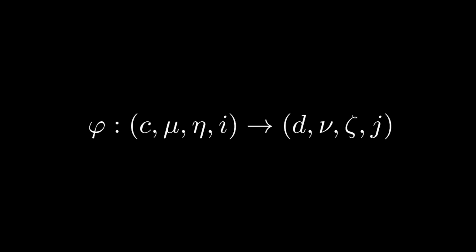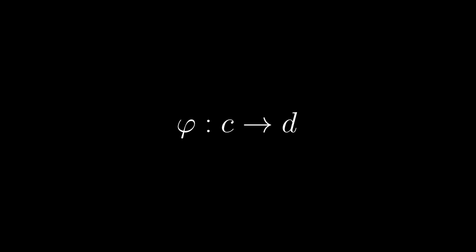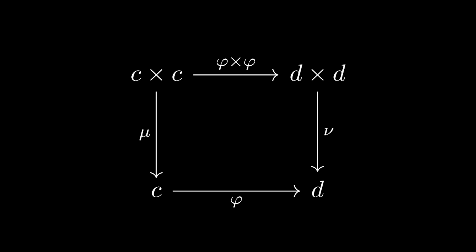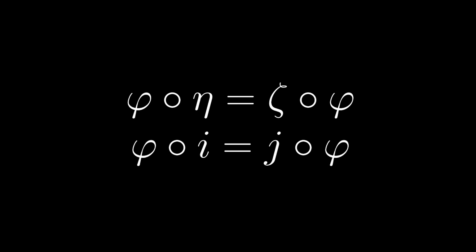A morphism of group objects phi from (C, mu, eta, I) to (D, nu, zeta, j) is then defined to be a morphism phi from C to D in the category, such that this diagram commutes. It's easily shown using the commutativity of the above diagrams and the definition of the left and right unitors that phi composed with eta is equal to zeta, and phi composed with I is equal to j composed with phi. Note that Set is a Cartesian monoidal category.